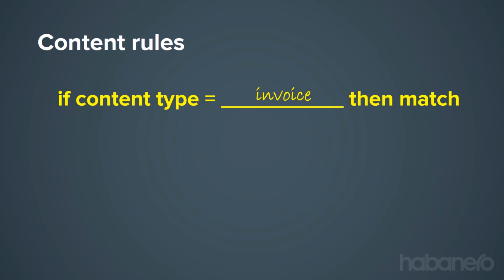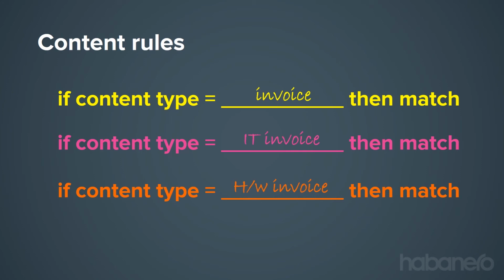One final thing to note is that content rules can be set up to match content types as well as their children. So invoices, for example, could also match IT invoices and also match hardware invoices. For the sake of this conversation today, I'm going to say we have two further content rules that are not matching children content types. So we have a content type of invoice, a content rule matching the content type of IT invoice, and a final content rule matching a content type of hardware invoice, HW invoice.